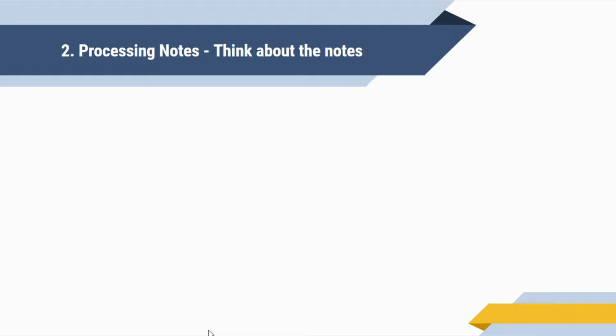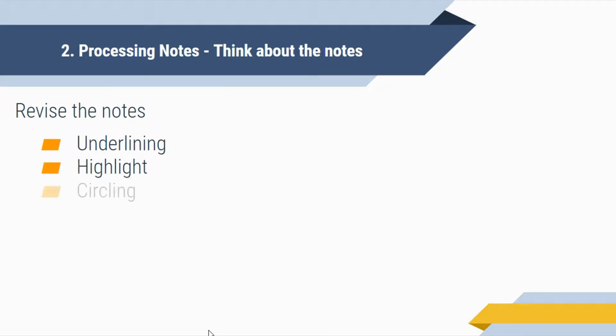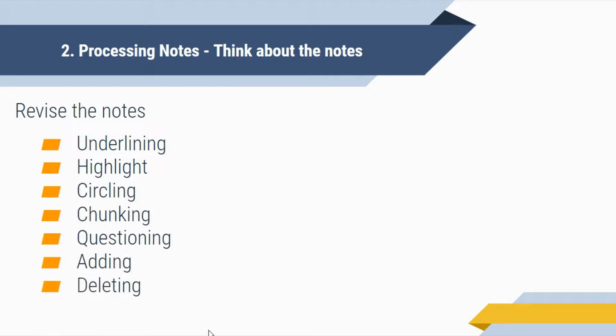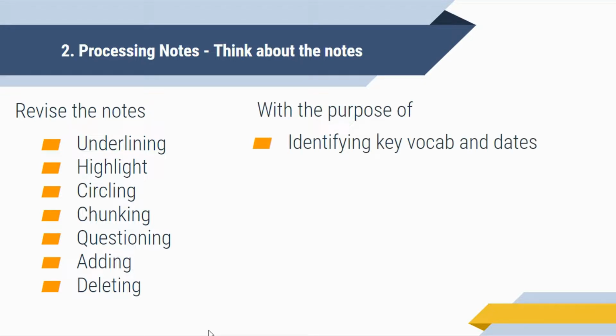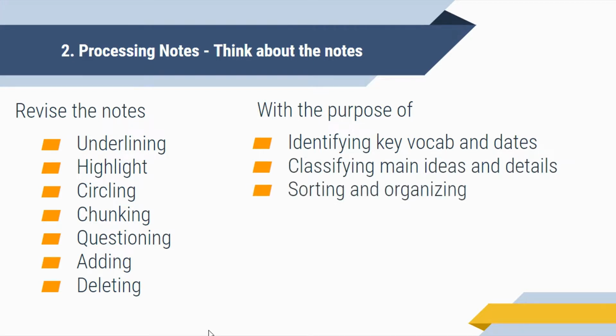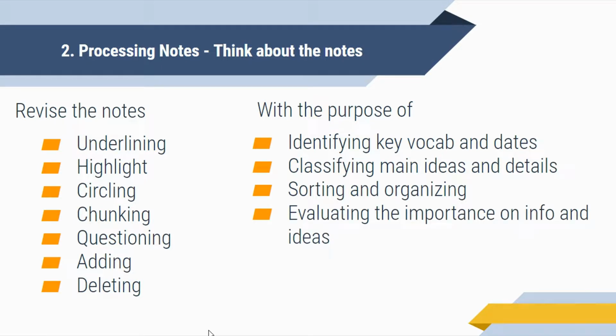Our next step, processing the notes, is going to ask students to start thinking about the notes more deeply. And that's going to involve some revision that could involve students doing some underlining, highlighting, circling, chunking, questioning, adding, and deleting from what they originally wrote. And they're doing all of these with the purpose of identifying key vocabulary, important dates, classifying the main ideas and the details, and then sorting and organizing out that information. They'll also be evaluating the importance of the info and ideas.